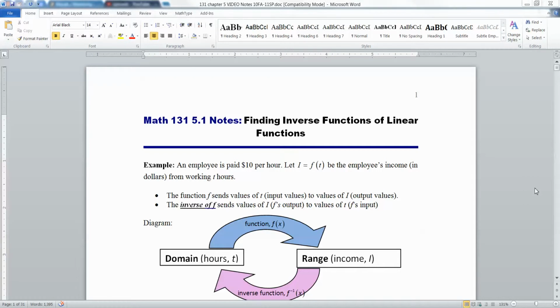Alright, so now let's get involved in section 5.1, where we're going to talk about finding the inverse functions of linear functions in particular, but we're also going to talk about inverse functions in general. Alright, so let me give you an example.